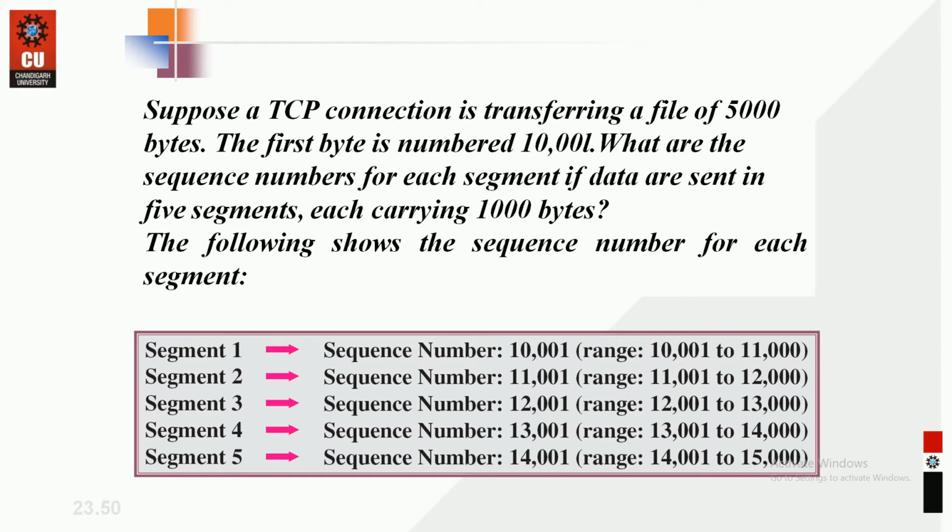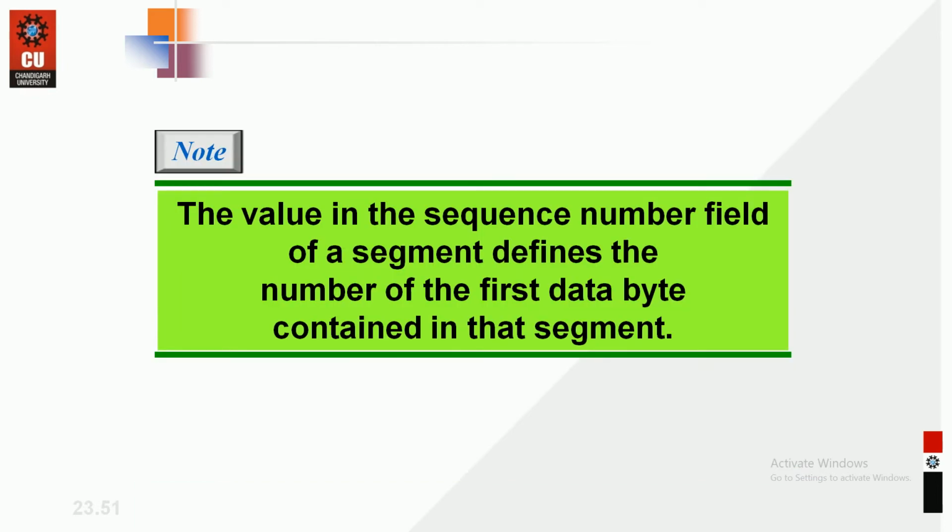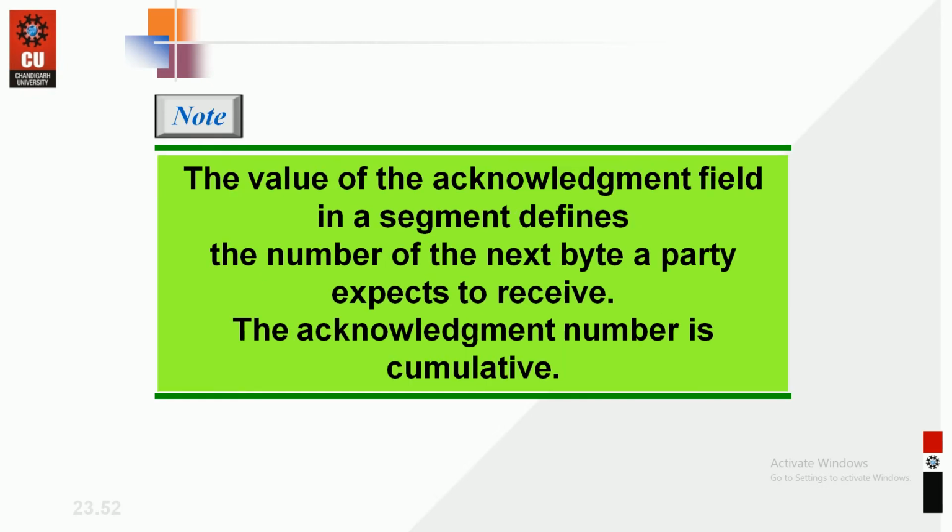Sequence number 1 means that is the first byte of segment 1, right? This 11,001, again 1 means this is the first byte of the segment. 12,001, again this is the first byte of the segment. So this is how the segment will work, with the first data byte contained in the segment.